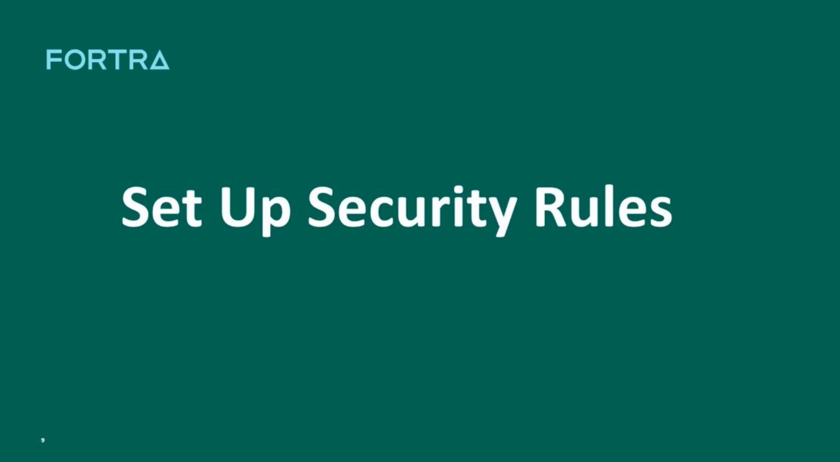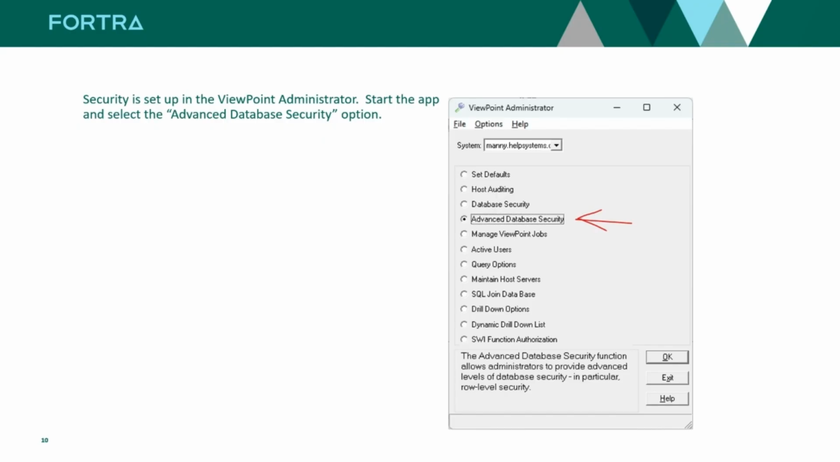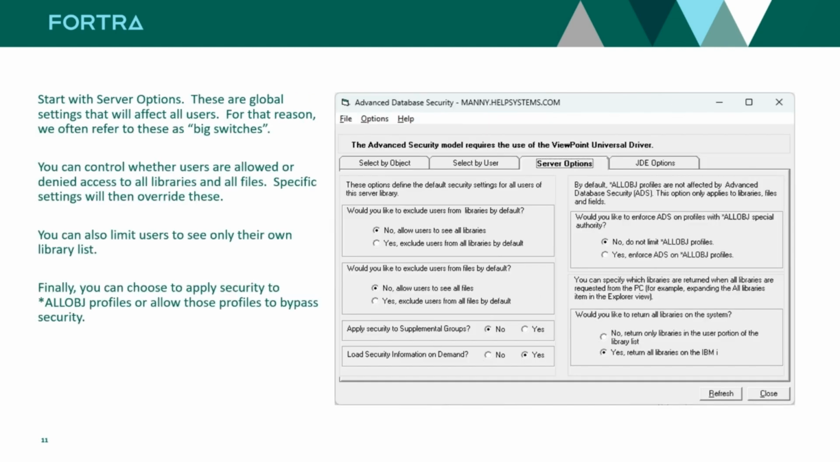All right, the next thing we need to do is set up security rules. To do that, we need to go back into the Viewpoint Administrator and go to Advanced Database Security. Once you open this screen, there are several tabs. The tab that I'm on right now is called Server Options. A lot of times we refer to this as big switches because these options apply to all users. So for example, we can exclude all libraries by default for all users, and then we could be specific and grant back certain options for specific users, or we can just let all users see all libraries by default.